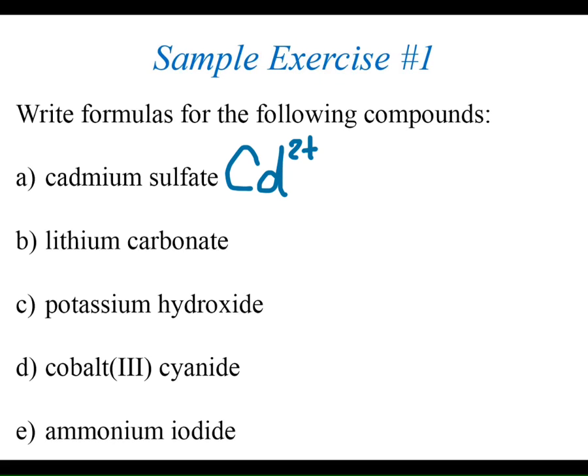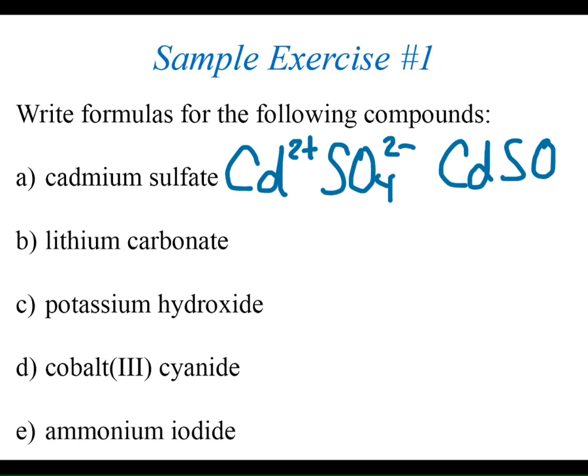What is sulfate? That's one of the ones you had to memorize. Sulfate is what? SO4 2 negative. Perfect. So how do I make cadmium 2 plus balance out with sulfate 2 minus? Yeah, I just put them together, right? Exactly. Just one of each. So that 2 plus balances out that 2 negative, and we're good to go.